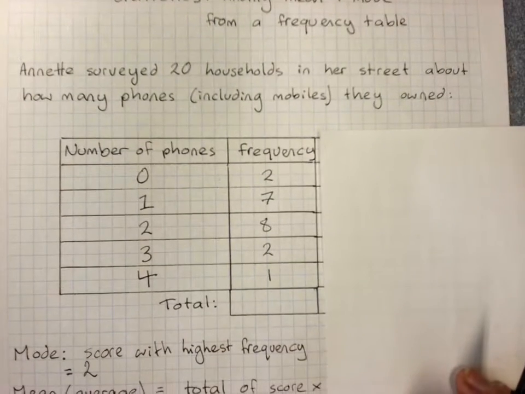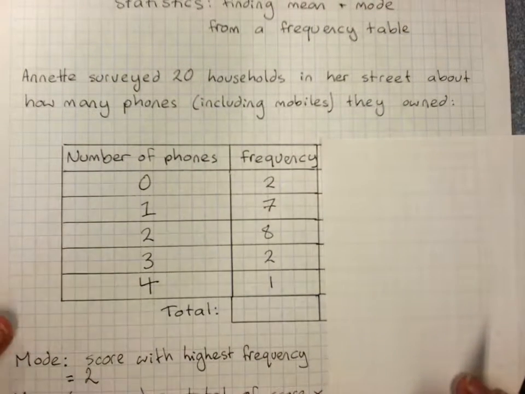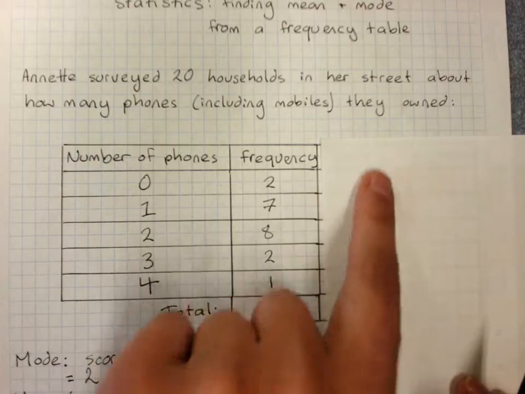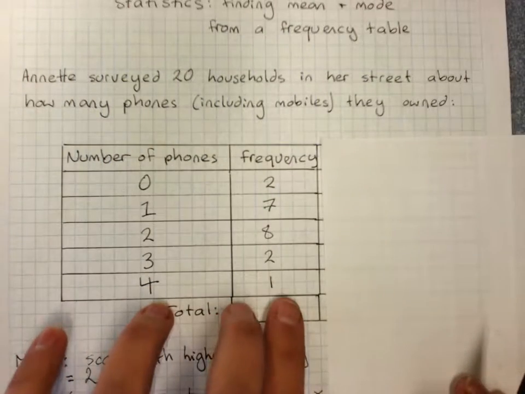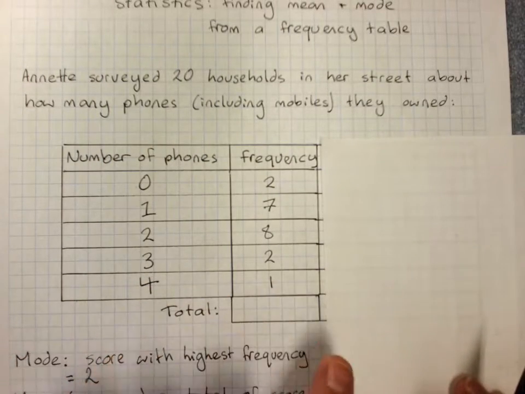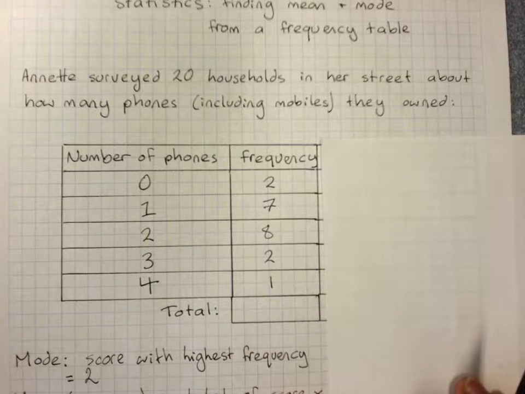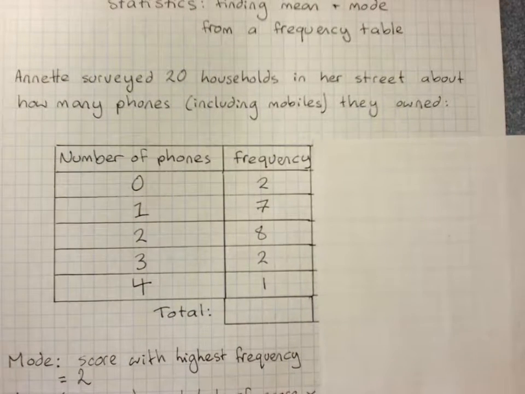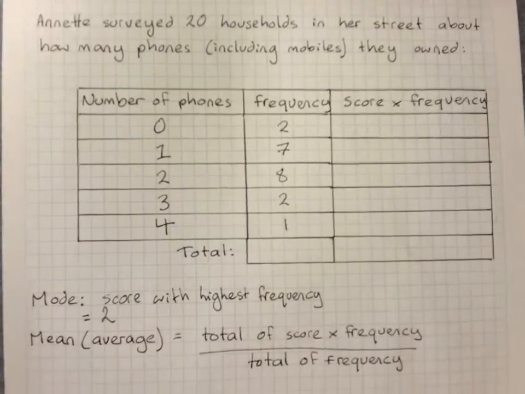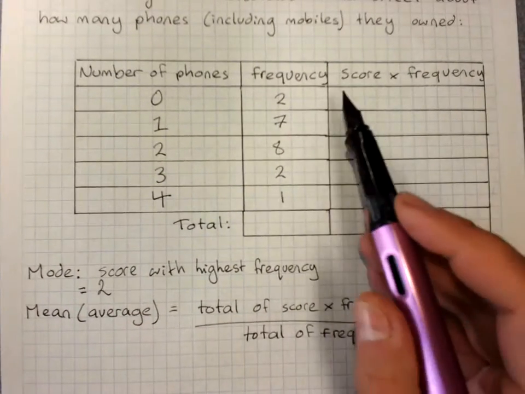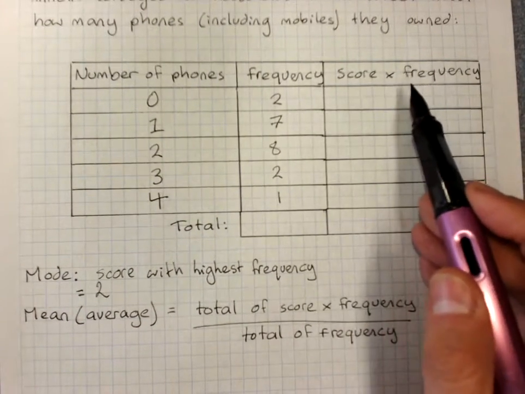It's got a little bit crowded down here, sorry about that. Now the reason I've covered this up is because I wanted to focus on the frequency table to start with. But to find the mean, the average, we have to add another column. And that's the score times the frequency.